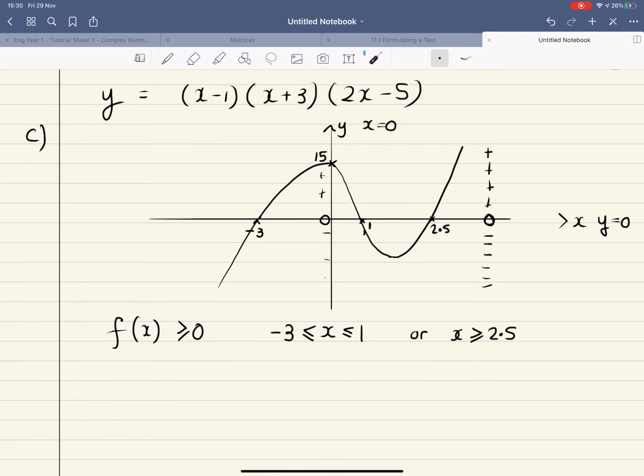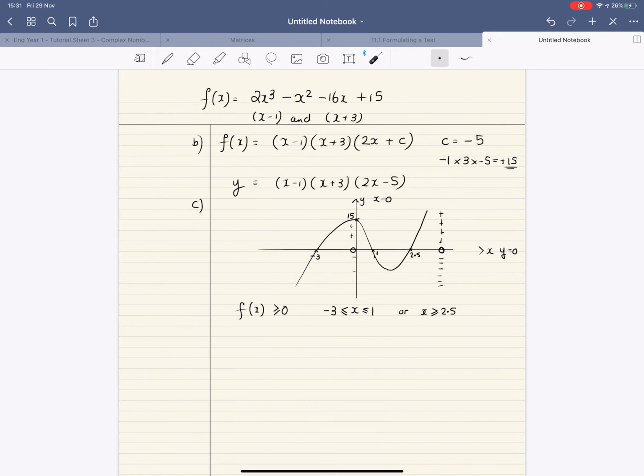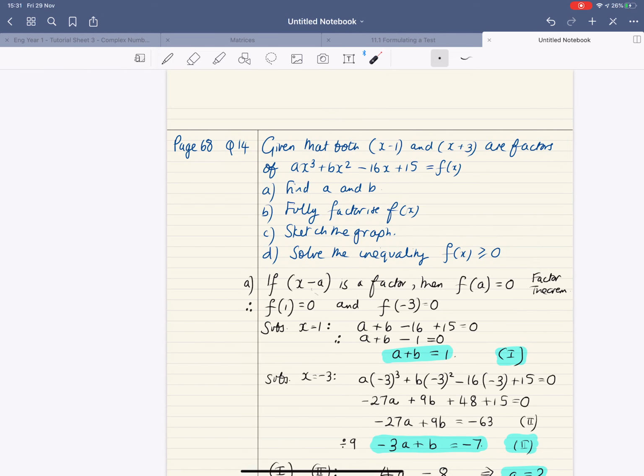But that's cubics in a nutshell. If you can do all that and understand that, then you're doing really well. That's AS there. Okay, so the next one, which I've highlighted.